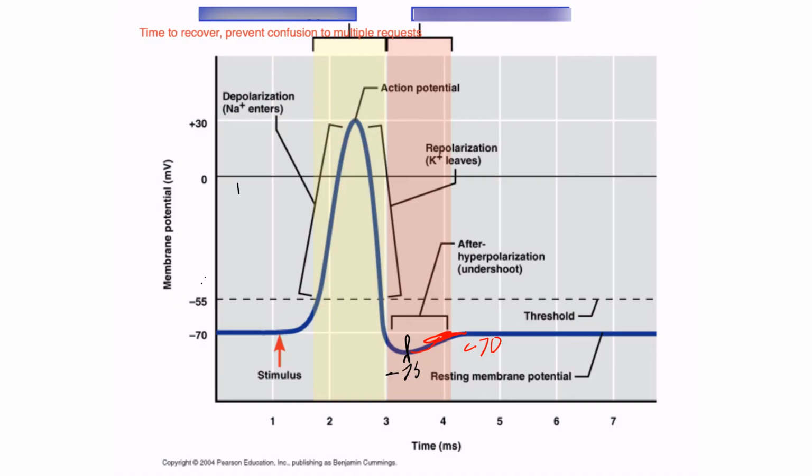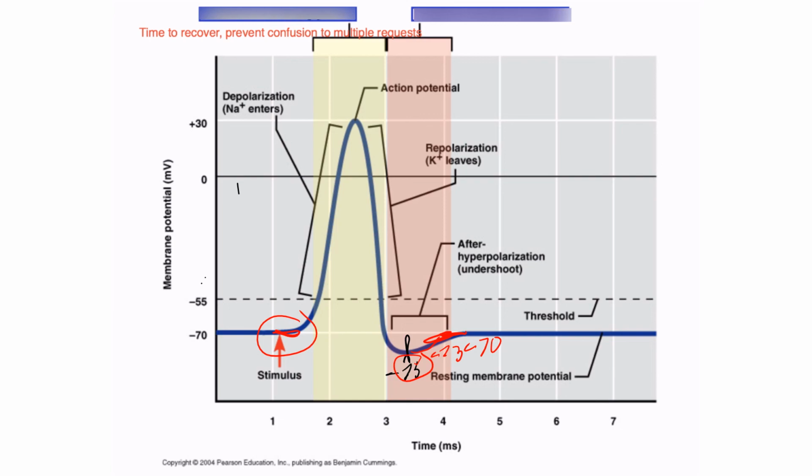Oftentimes people will just lump all of it together as the relative refractory period, but there are really two different reasons why it happens. You know, there's a first half and a second half. During the second half, it's just harder to get the hillock region to threshold, right? Because you're at like negative 75 or negative 73 millivolts, and that's more negative than the standard negative 70 millivolts.